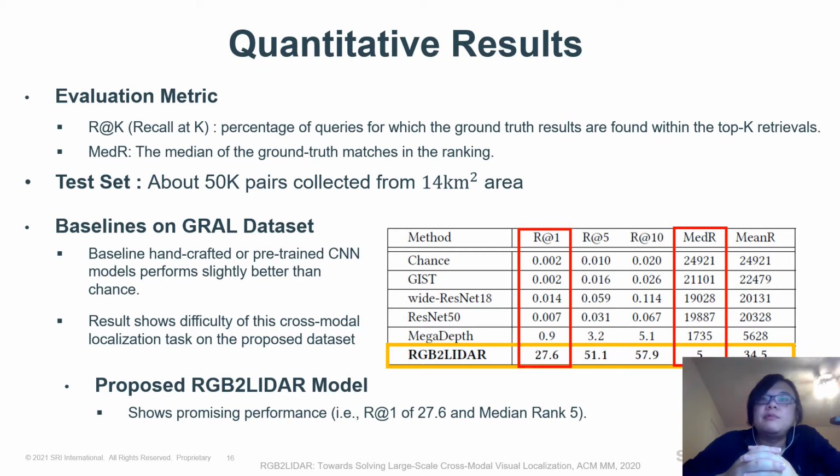However, our proposed RGB to LIDAR model shows promising results. We can see the recall at 1 is 27.6. That means among all the queries, around 27% of the time we can get the correct match at the first returned match. The median rank value is 5, which is also encouraging for using a deep learning model on this challenging problem.